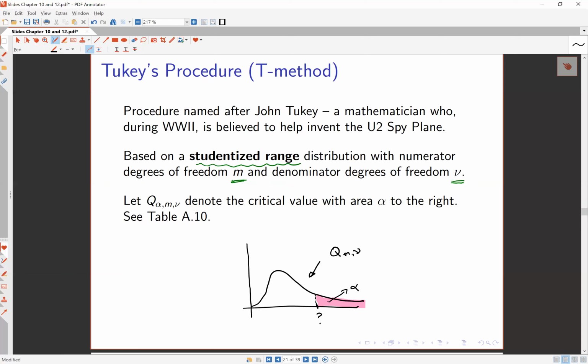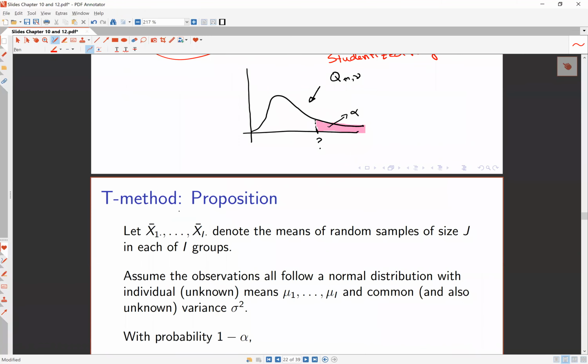The studentized range distribution is a strictly positive distribution, like the chi-square, like the F distribution. And in our live session on Zoom, we'll take a closer look at this table. This is one of the few instances where, regardless of which calculator you're using, your calculator is not going to help you with this distribution. So we have to use the table that's in the book. But we'll spend some time on that during our live session.